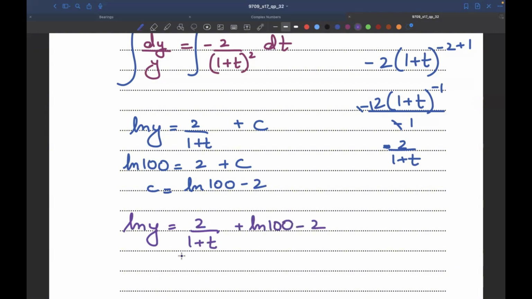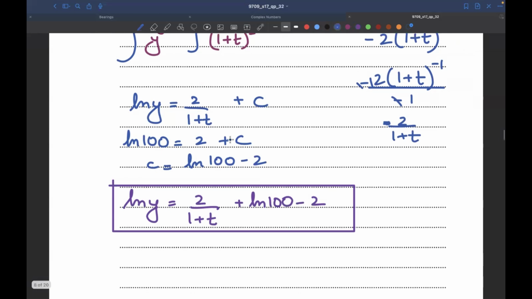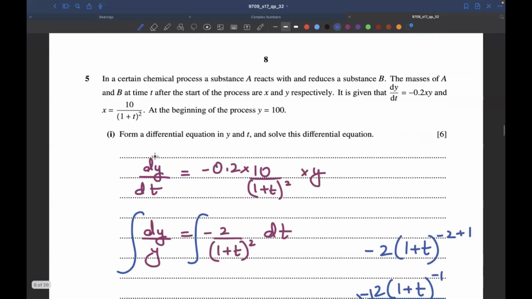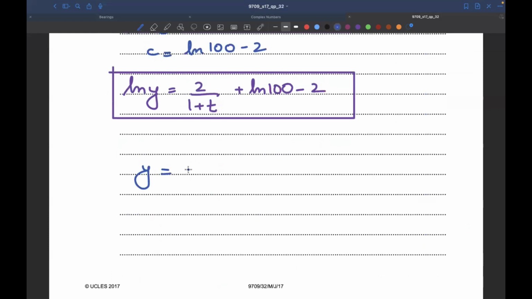And we can give this in many different forms. One of the other forms could be we can make y our subject. It did not ask us to give our equation in terms of y, but if we give our equation in terms of y, that will be, y will be equals to e to the power of, we'll write this whole thing, that is 2 upon 1 plus t plus ln of 100 minus 2, and we can simplify it even further, but even this will give us full marks.